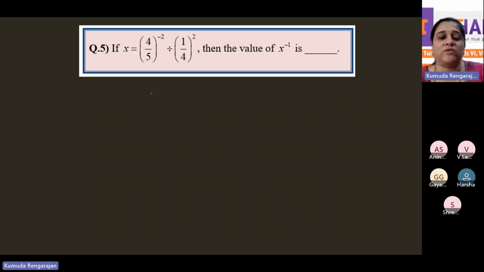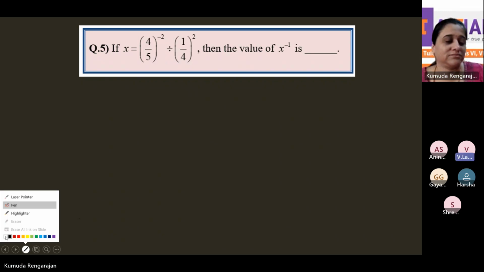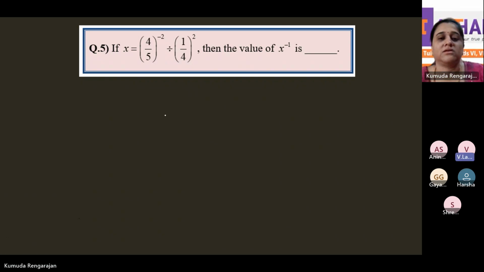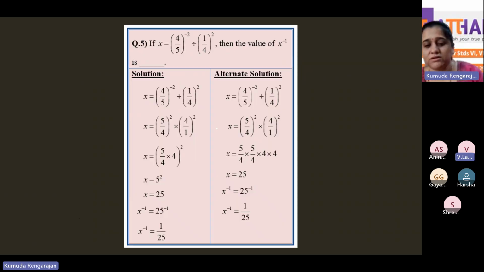Lakshana, the value of x to the power minus 1 here. Ma'am, 25 to the power minus 1 or 1 by 25. X to the power minus 1 is 1 by 25. Very good, Lakshana.